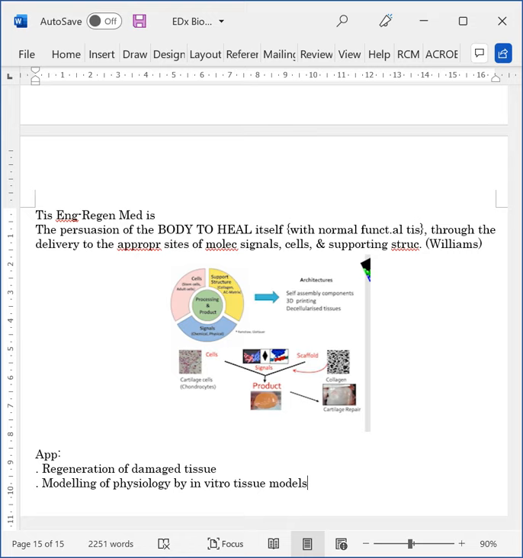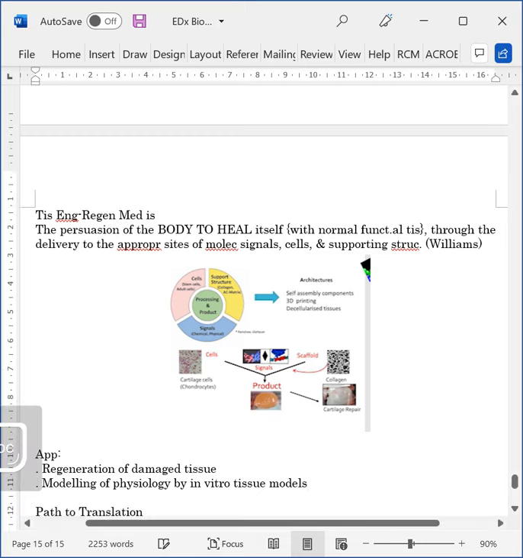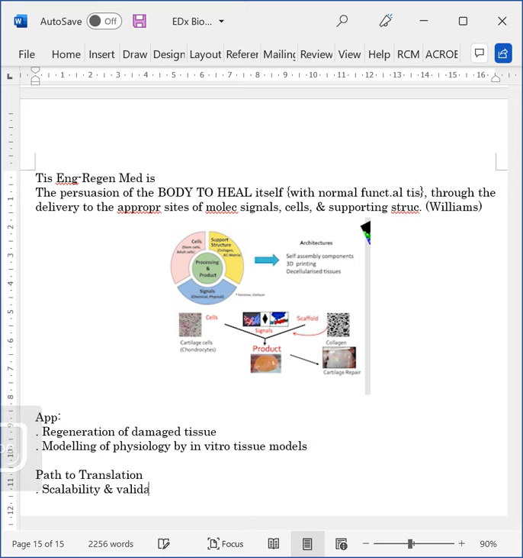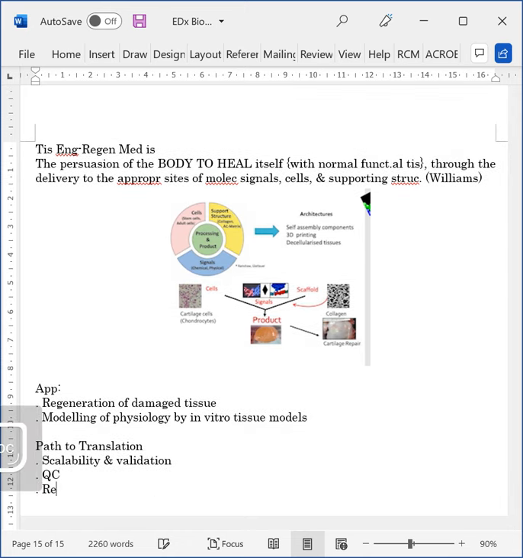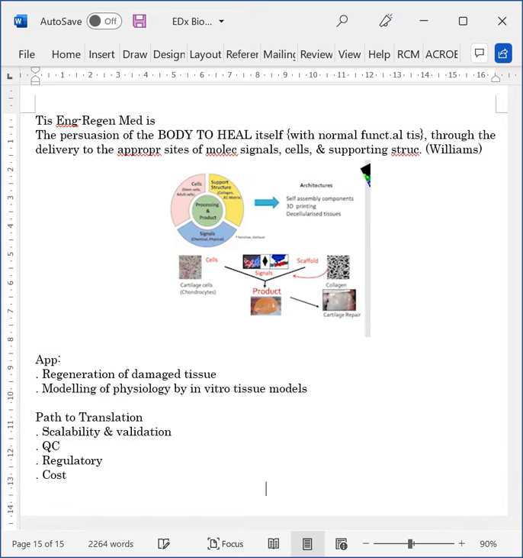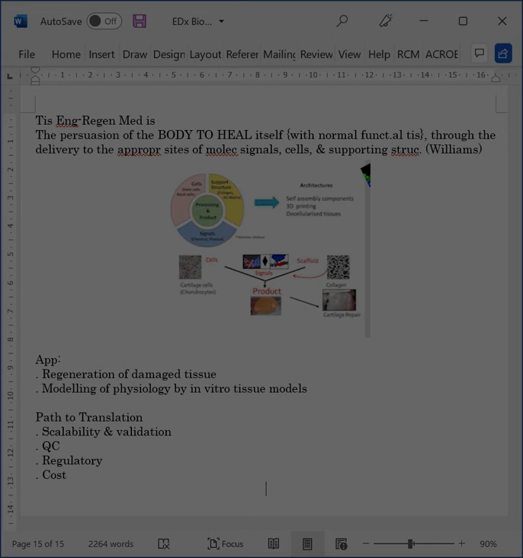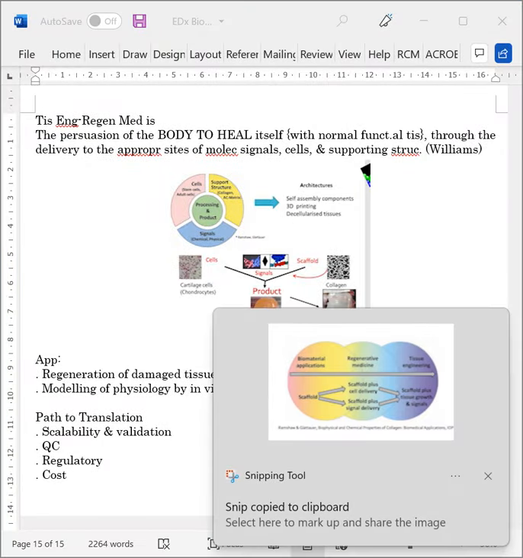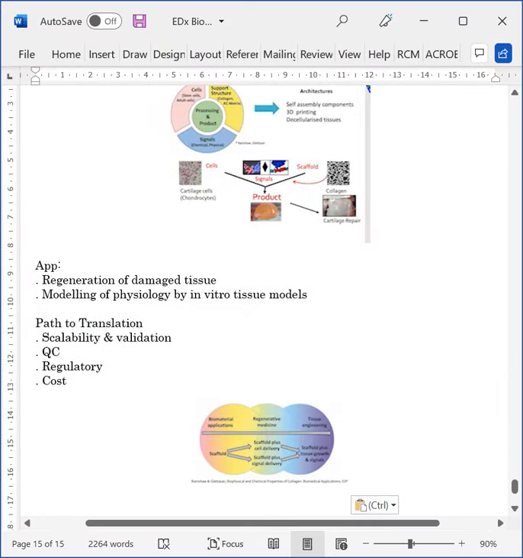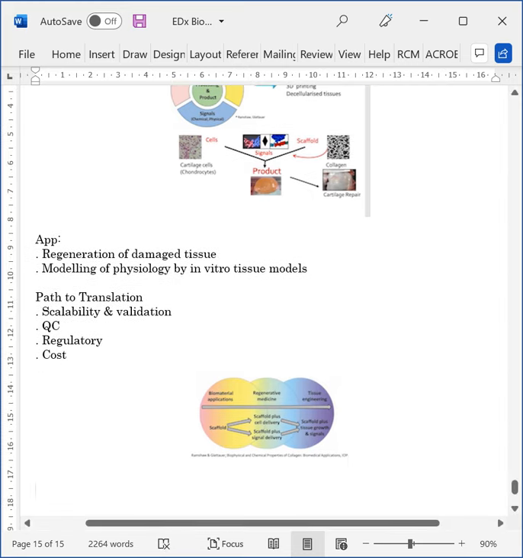Now, the path to translation is a challenging one with different aspects to take into account. We need to scale the technology and validate it. Is it like the natural tissue counterpart? With that also comes quality control. Are we able to make the same material over and over again with similar properties? With that also, regulatory aspects come into play. How does a natural tissue composed of different tissues and devices are regulated in different areas?